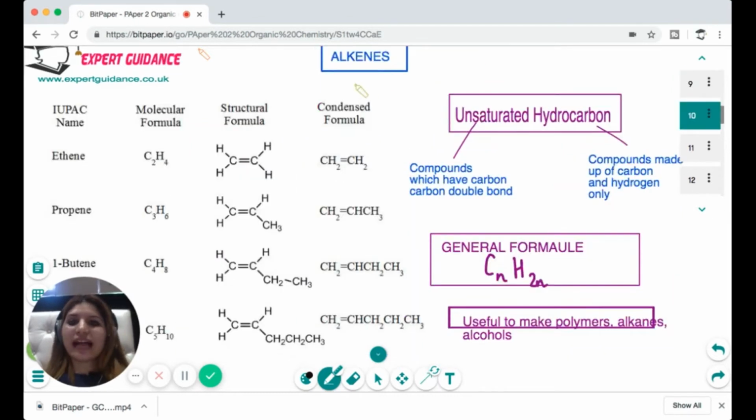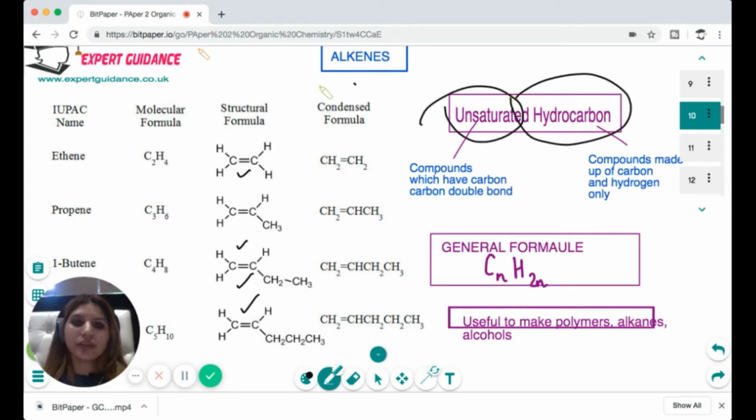Now, what is alkene? Since alkene has a double bond, it is an unsaturated hydrocarbon. Alkenes are unsaturated hydrocarbons, that is, compounds made up of carbon and hydrogen only, where a carbon-carbon double bond is present. The general formula is CnH2n, and they are used to make polymers, alkanes, and alcohols, and we'll be seeing next how we can do that.